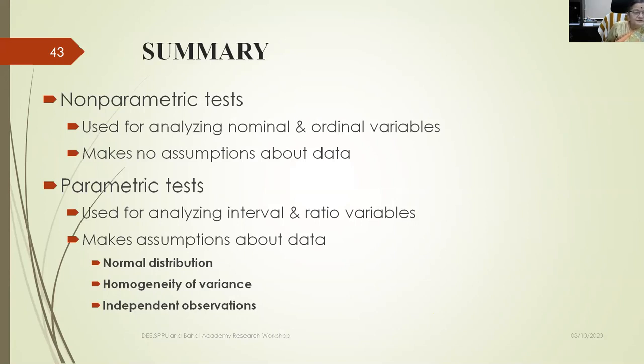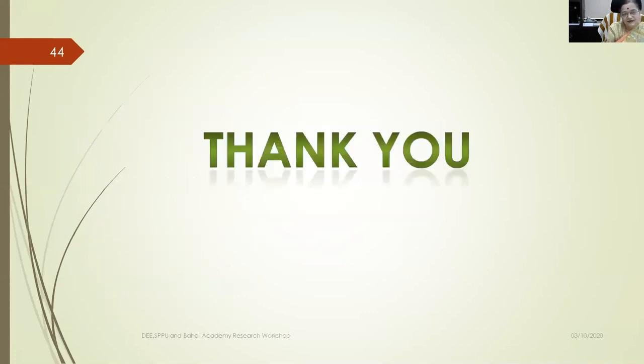And the important things which we are required to consider while using parametric tests are normal distribution, homogeneity of variance, and independent observations. If we could manage these things, we will be able to analyze our data in a very successful way, and even manually on our own.